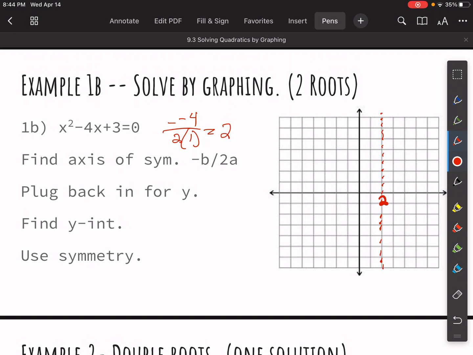All right, so now I'm going to plug that back in to see where my vertex is. So if I do that, I get 2 squared, which is 4. 4 minus 4 times 2 is 8, plus 3. Okay, 4 minus 8 is negative 4. Negative 4 plus 3 is negative 1. So at 2, I'm at -1. Okay, so 2, -1. There's your vertex.